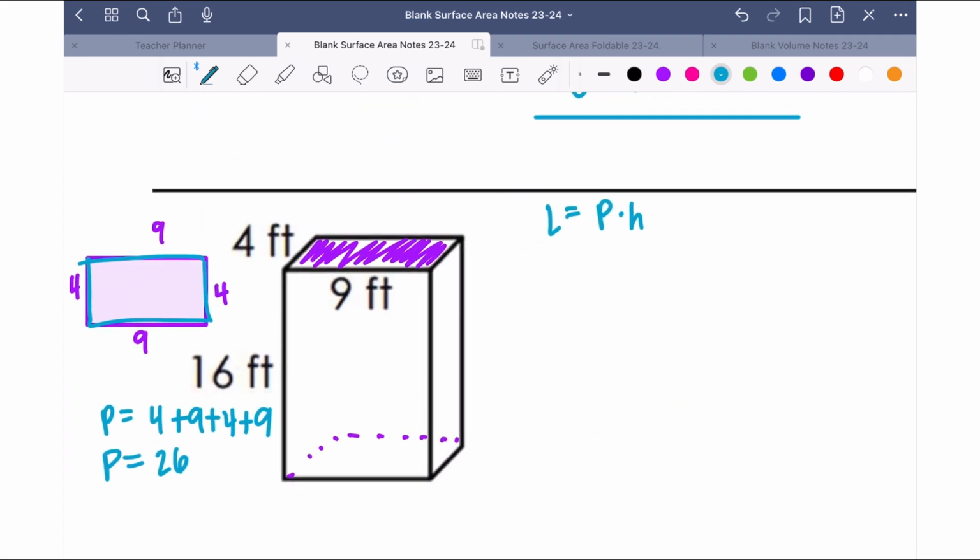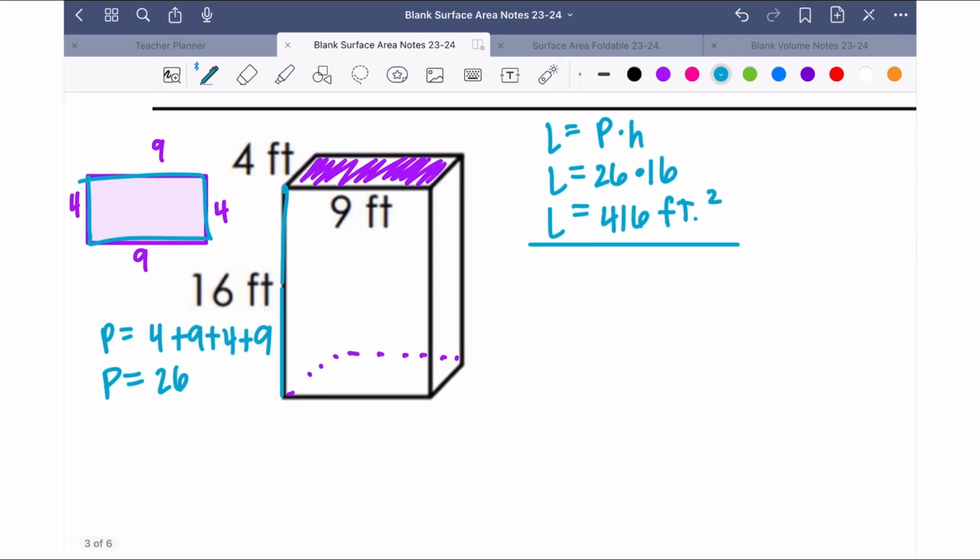So then you plug it in here. 26 times the height. What is the height of this prism? How tall is it? 16. And then you just multiply that. 26 times 16 is 416 feet squared. So there's the lateral.